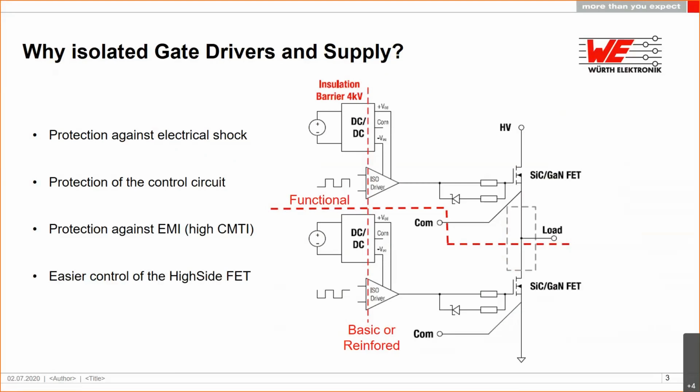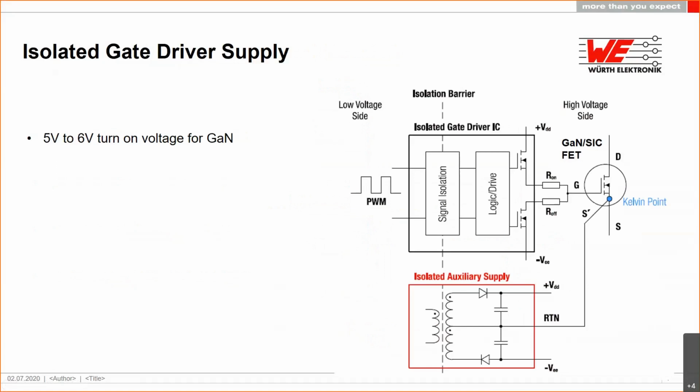Additionally, we can more easily control the high side FET, because we need a higher gate source voltage than the voltage on the high voltage node. So to fulfill this, we need some isolated PWM drivers and some isolated auxiliary power supplies. This looks easy at first glance, but we have to take a closer look at why it's not so easy to achieve a good design for it.